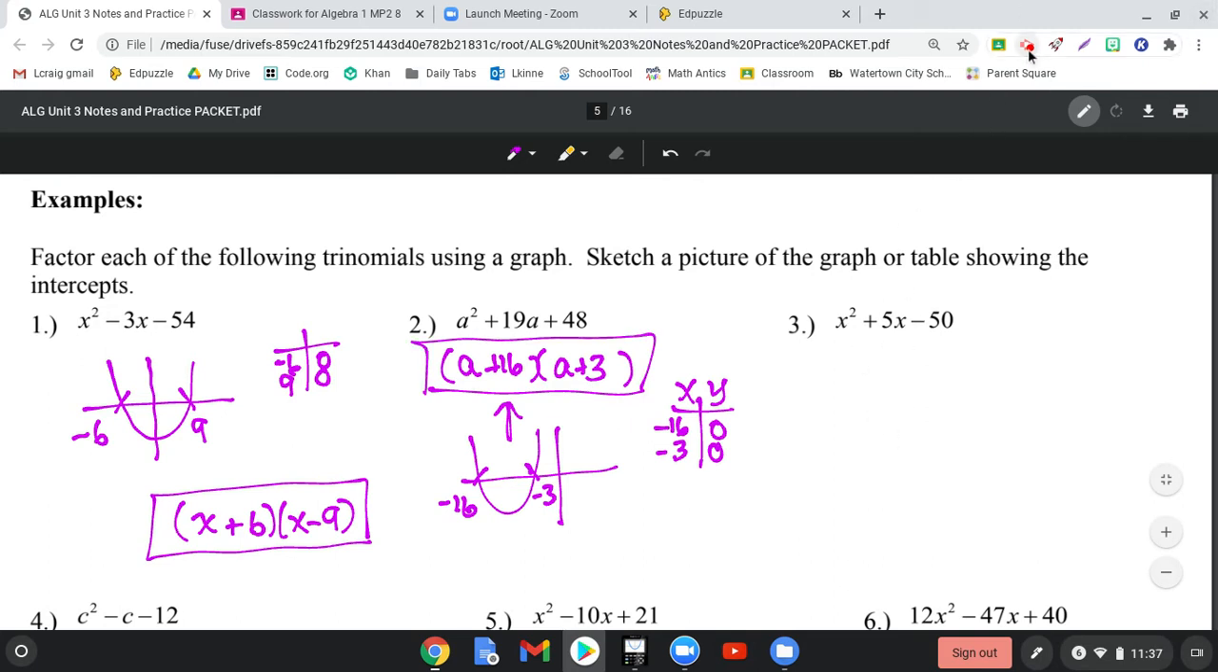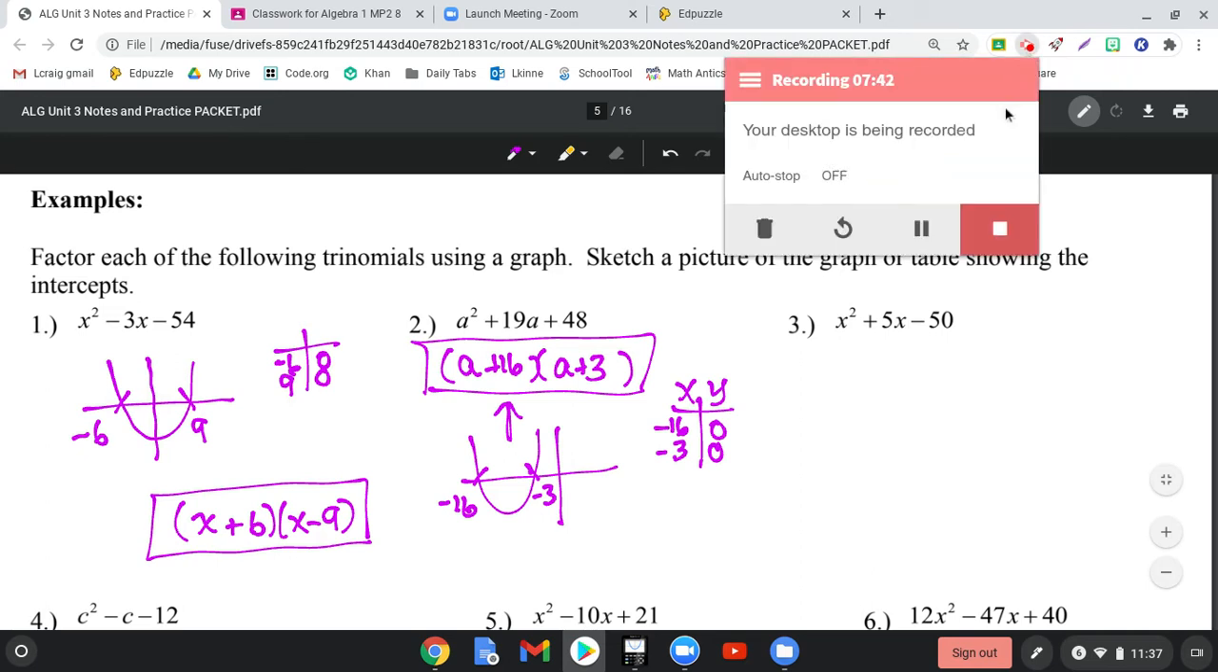All right, I'm going to pause it for a second. Go ahead and try number 3. Type it into your calculator. If you just watch these, it's not as useful as trying them on your own. Okay, how'd it go? Let's check.